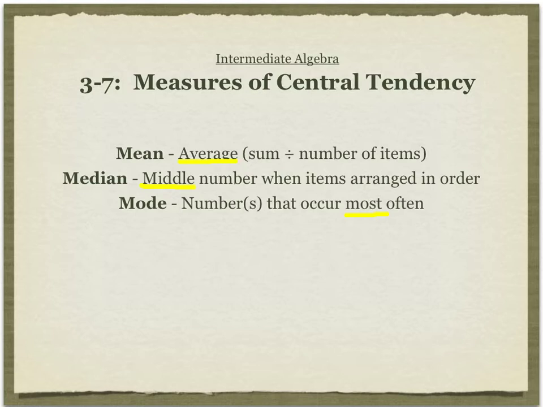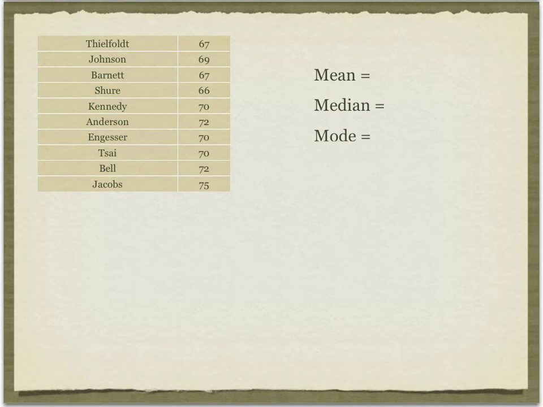We're going to work on calculating some of these measures of central tendency for some data we have. And so let's take a look at this. This is our infamous C Squad basketball team here. And these are the heights of these 10 gentlemen here. So let's see if we can figure out how to find the mean, the median, and the mode.